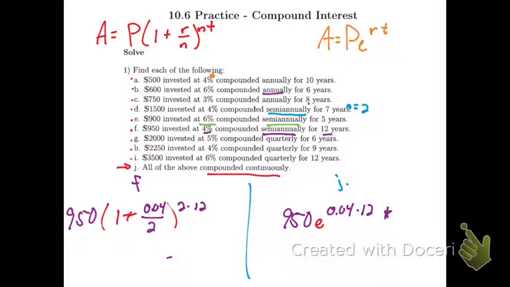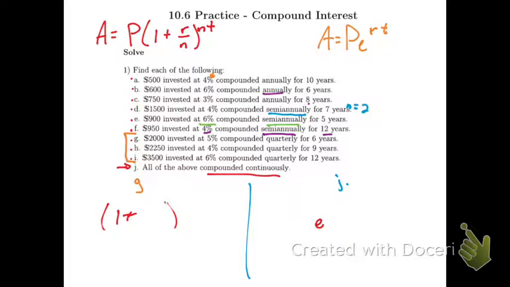All right, for G. Now keep in mind these 3 in here are compounded quarterly. That means n is going to equal 4. 4 quarters in $1, so we're compounding it quarterly, which means 4 times a year. Everything else goes where they go.